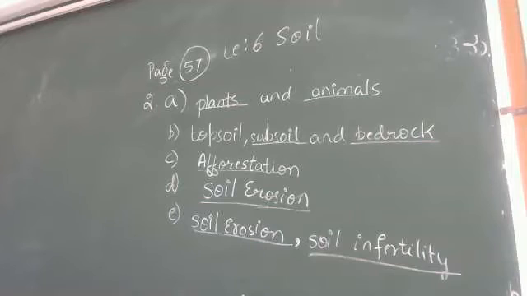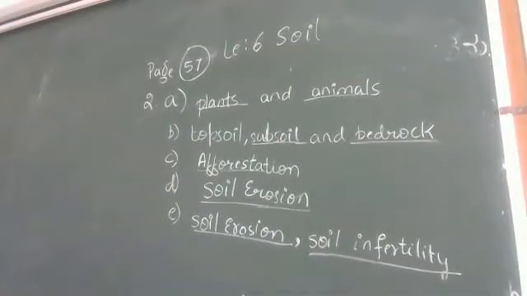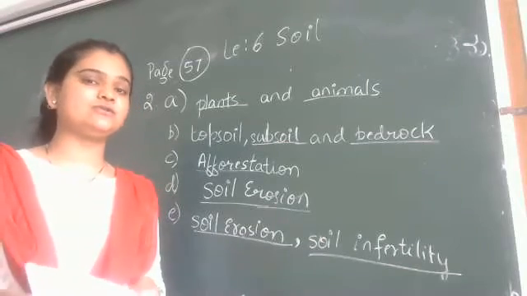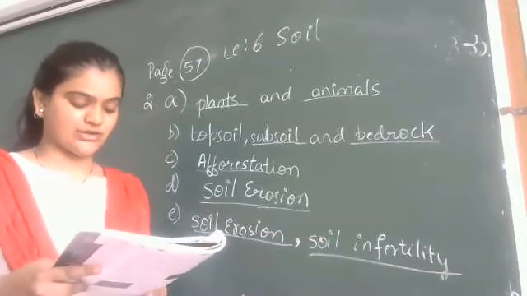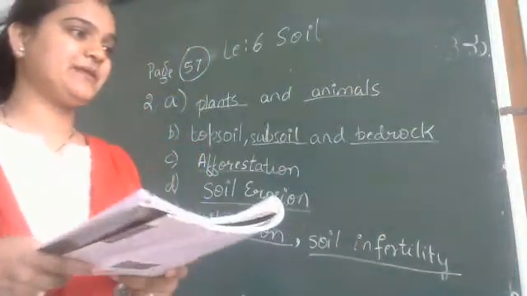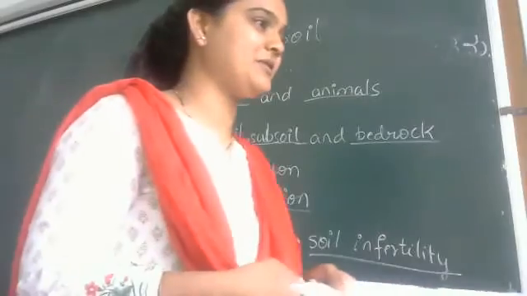Running water and wind causes soil erosion and soil infertility. The soil will not have the capacity to give nutrients to the crops. So it is soil infertility. Okay? Yes, ma'am. So the fill in the blanks and choose the correct answer. Are they clear? Any doubts? No, ma'am. Okay. Now I will ask a few questions. You will have to answer. Okay? Not in a mass. I will ask only one student now.